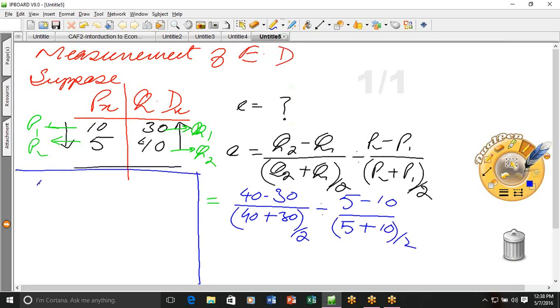Now the E is 10 over 40 plus 30, that is 70, into 35. Here minus 5 divided by 10 plus 5, 15 over 2, that is 7.5.